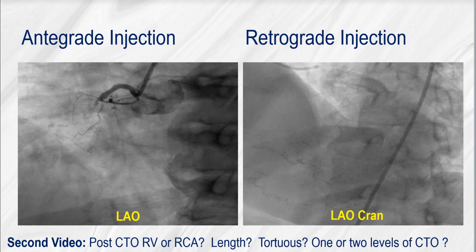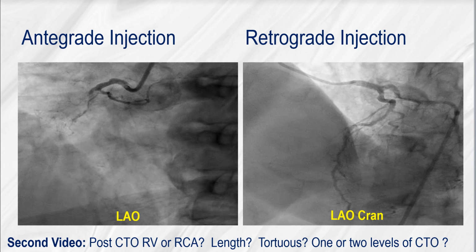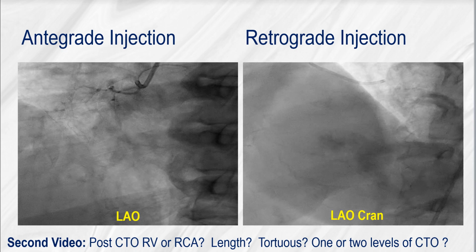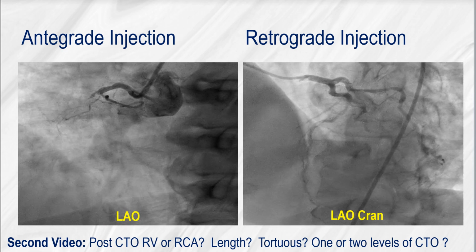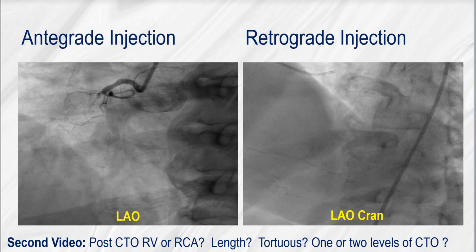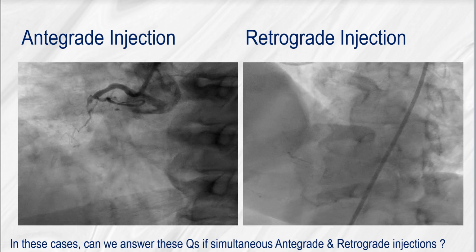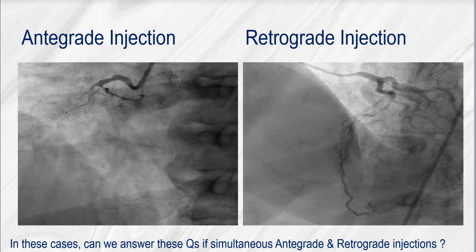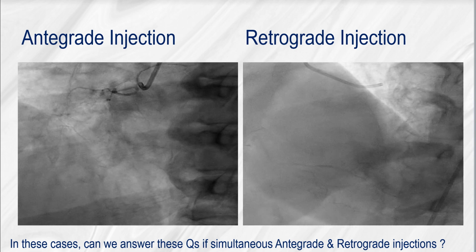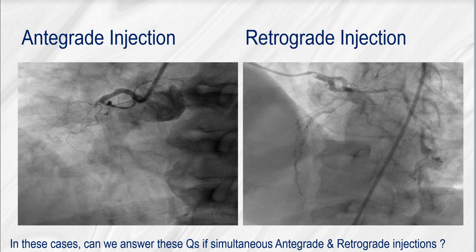In the second video, is it post-CTO RV or RCA? What is the length? Is it tortuous? Is it 1 or 2 levels of occlusion? In these cases, can we answer these questions with simultaneous antegrade and retrograde injections?